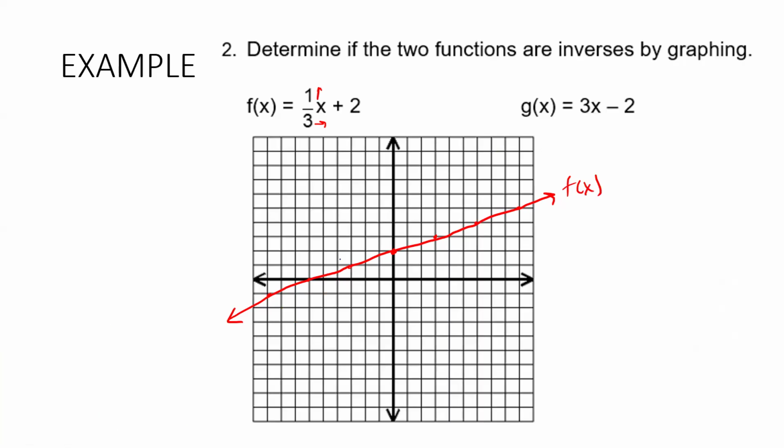So for g of x, we're going to go to negative 2, 1, 2. And this time our slope is 3 over 1. So we're going up 3 and to the right 1. 1, 2, 3 and over 1. We repeat: 1, 2, 3 and over 1, and again, and I can't go any further. So I'm going to do my very best to draw this very steep line.